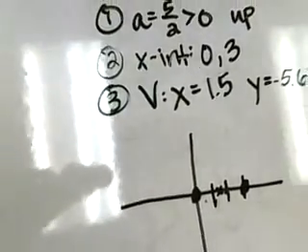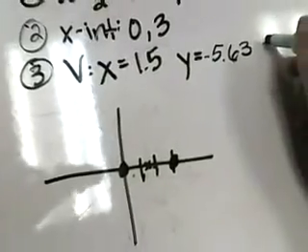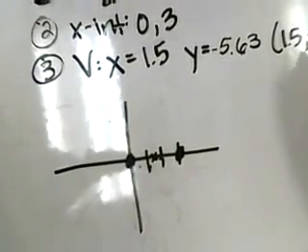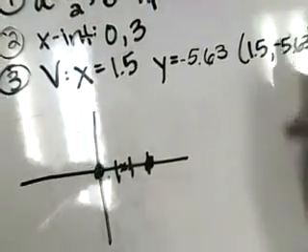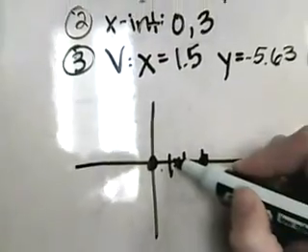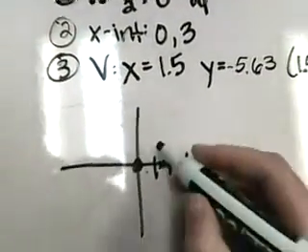And that's an ordered pair. So I have 1.5, comma, negative 5.63. Sorry, that looks like 15, but that's 1.5. All right, so I've got this 1.5, and then I need to go to negative 5.63.